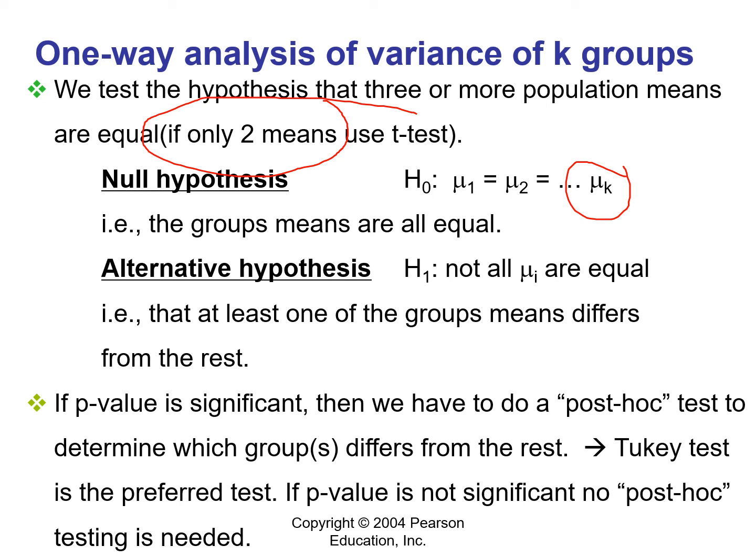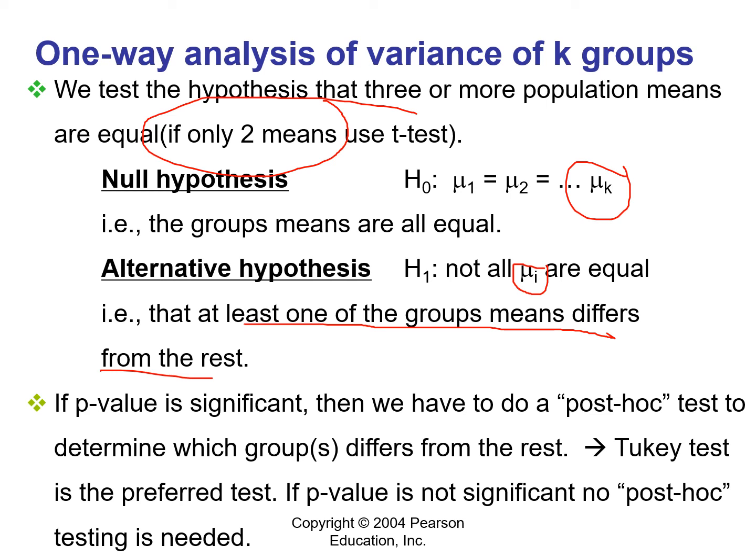The alternative hypothesis H1: not all mu i are equal, or precisely, at least one of the group means differs from the rest. This is a better one. At least one of the group means differs from the rest, or shortly, at least one mu i is different.